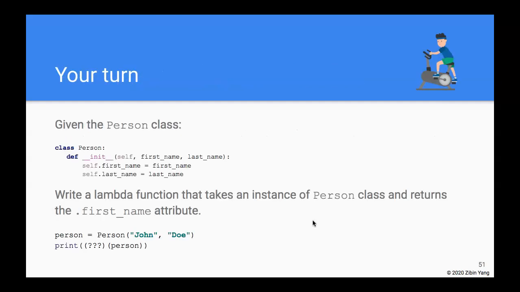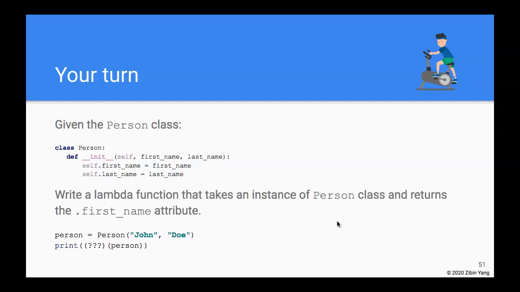So first, I would like you to review your knowledge of lambda functions. Given the same person class with the two attributes and this piece of code, where I instantiate a person, John Doe, I want to print out the first name attribute of this person, but I'd like to write a lambda function that would do that for me. So pause the video and give this a try, please.